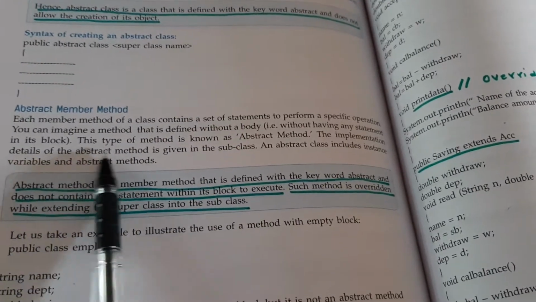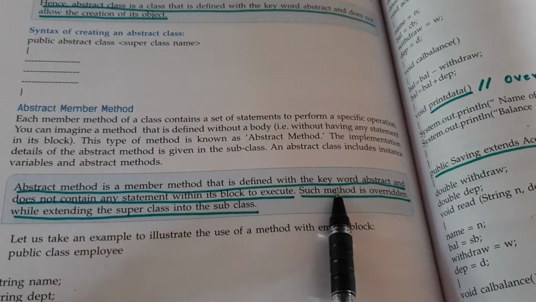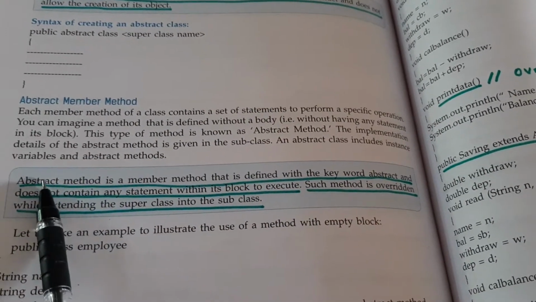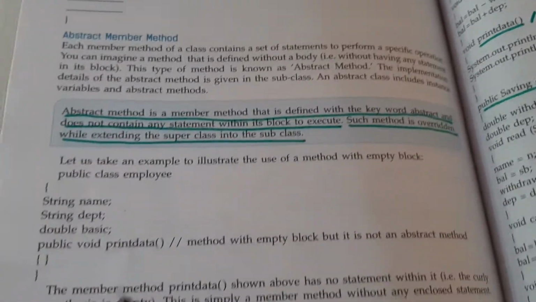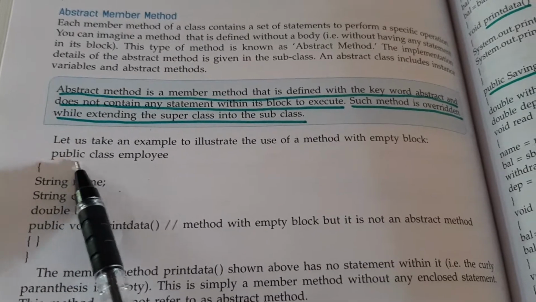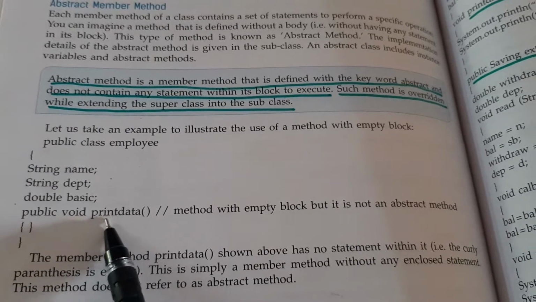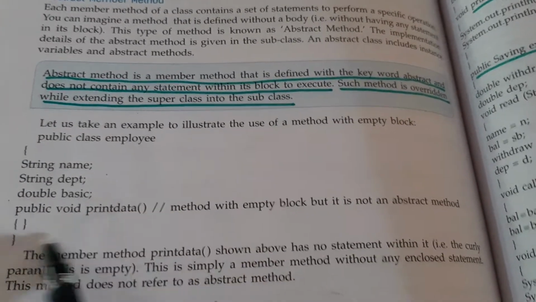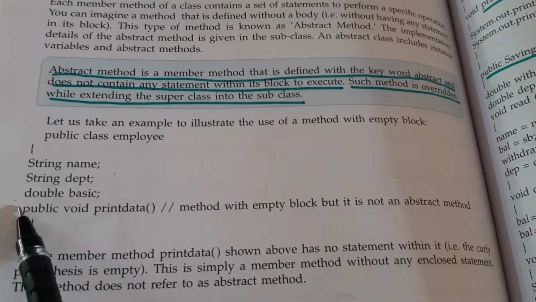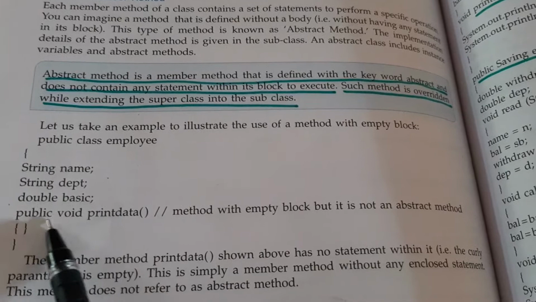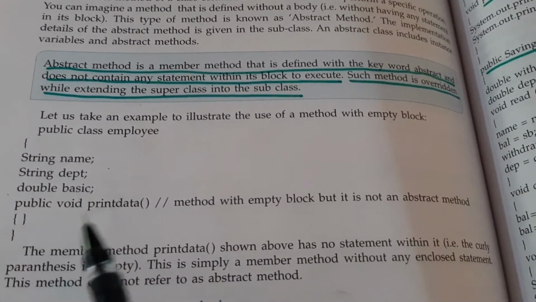Now next is the abstract method. You can see the definition given here: when you declare a method as abstract, you cannot write any statement within the brackets. The example given here is public class Employee. These are the variables that we have, and the data types, and this is a method that we are declaring here. If you write the word abstract, as in public abstract void printData, then you will not be allowed to write any statement within it.